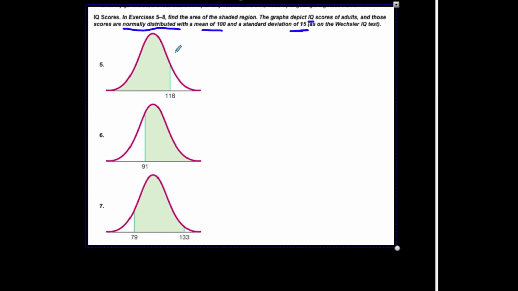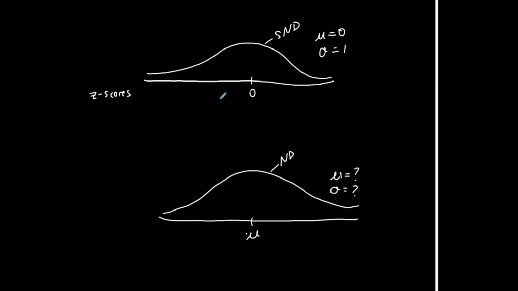So that's for all of these. This is an ND curve, not an SND curve. And rather than these values along the horizontal scale being z-scores, they are now IQ scores, IQ scores for adults. So this represents an IQ score of 118. This represents an IQ score of 91. This represents an IQ score of 79, 133. And you can see the difference between the values along the horizontal on this curve rather than on a standard normal distribution curve. So now, you have to know which curve you're on.